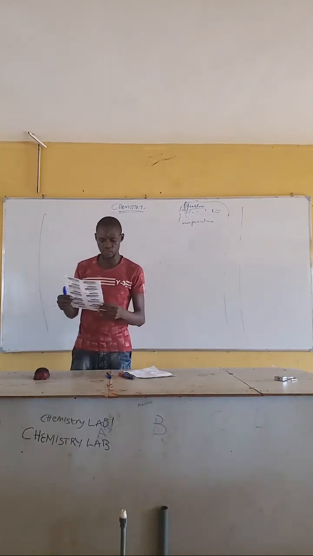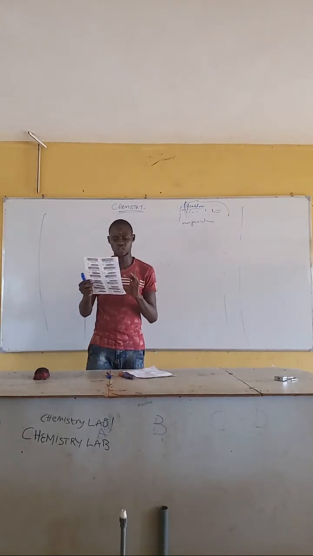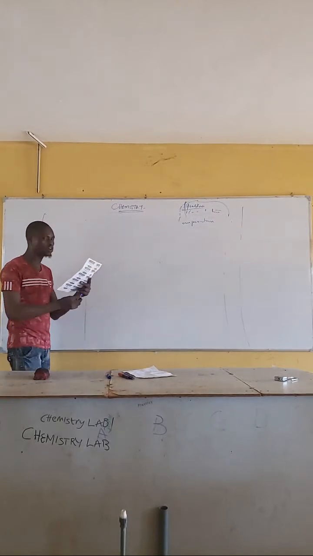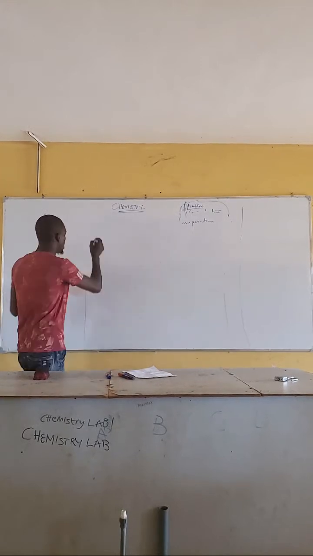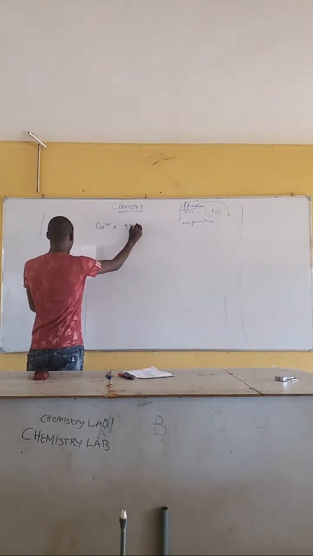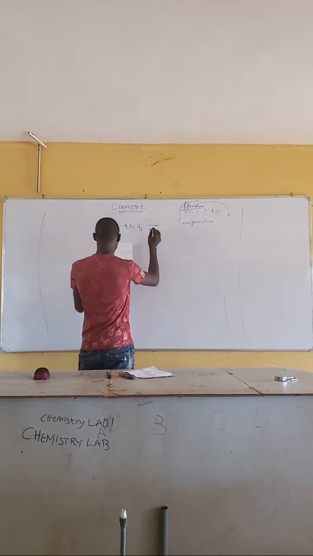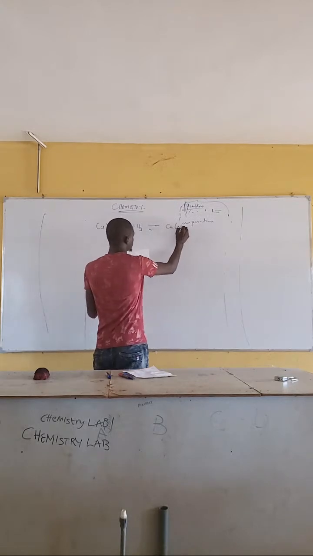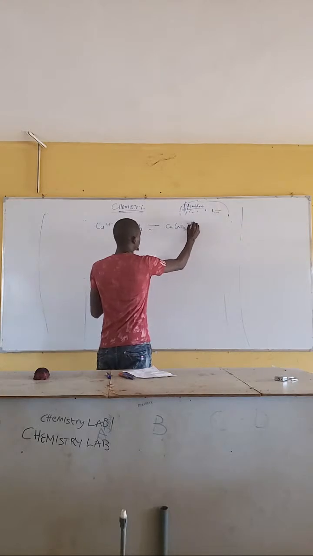Question 1. When ammonia solution is added to an aqueous solution of copper(II) salts, the equilibrium below is established. We have Cu2+ plus 4NH3 to give the copper ammonia complex salt, [Cu(NH3)4]2+.